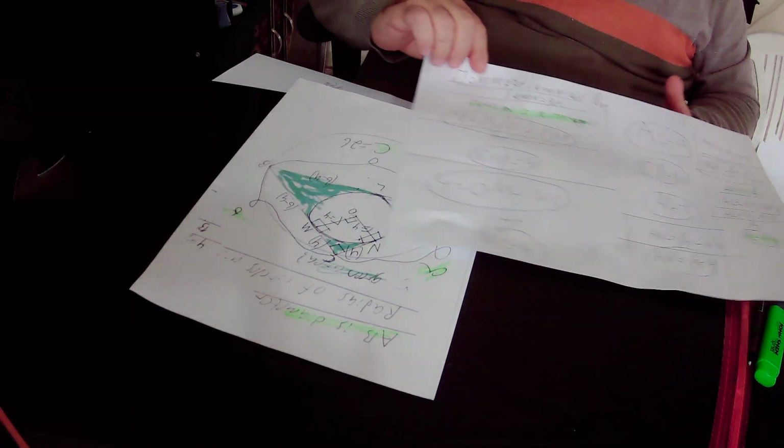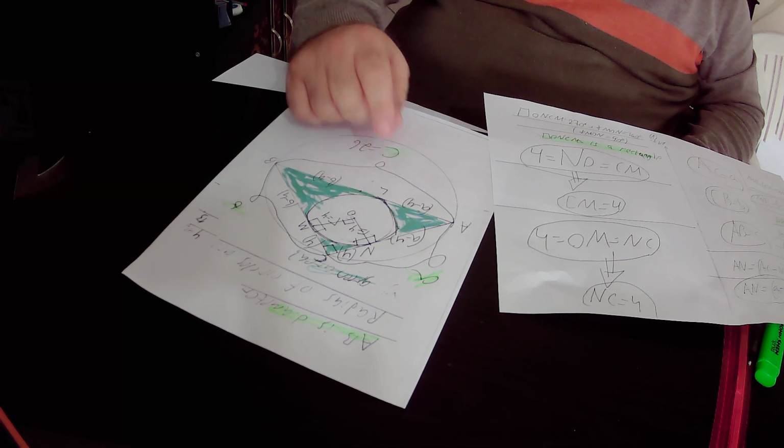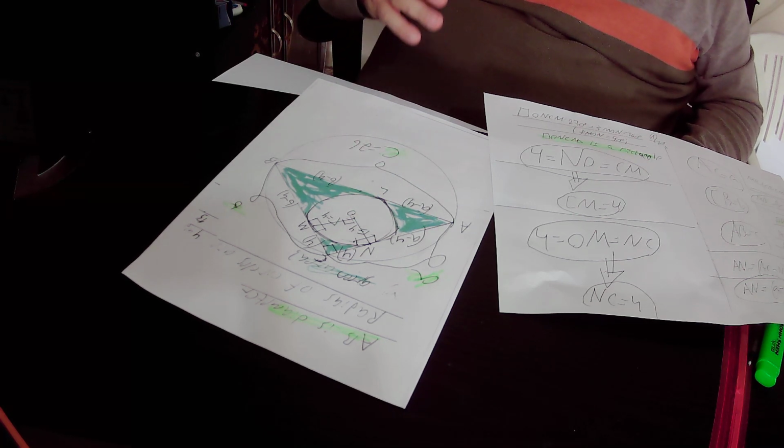Okay, so here NC equals 4 units, so in quadrilateral ONCM, all of its sides are equal to each other, therefore quadrilateral ONCM is not just a rectangle but a square.